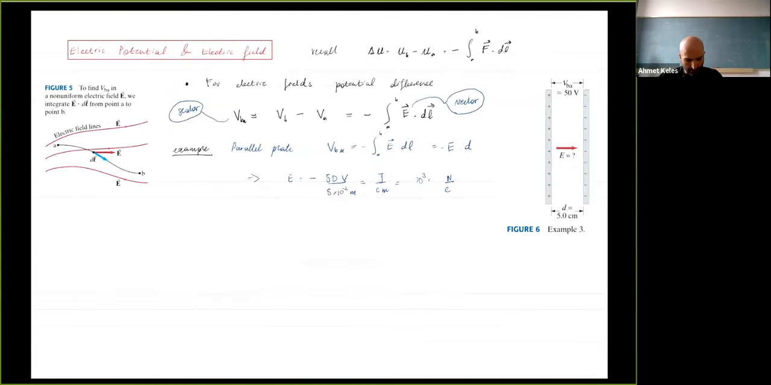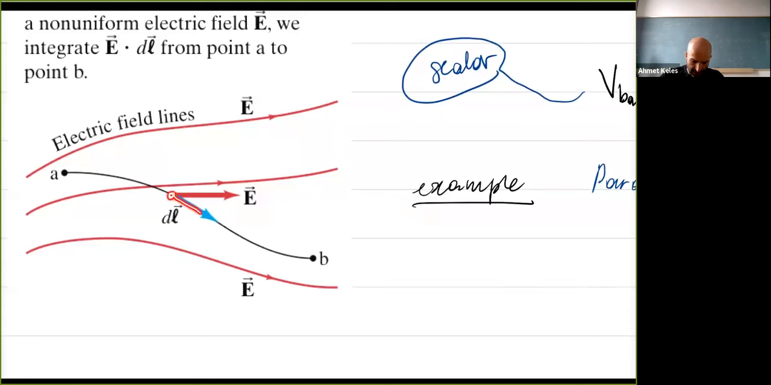Continue. Now let's think about electric potential and electric field. I first want to consider something like this. We have some electric field lines, and we want to go from some point A to some point B like this. At any point, I have a displacement vector, which I call dl with an arrow on it to show it's a vector. Here, maybe the electric field is like this, and the path dl is something like this.